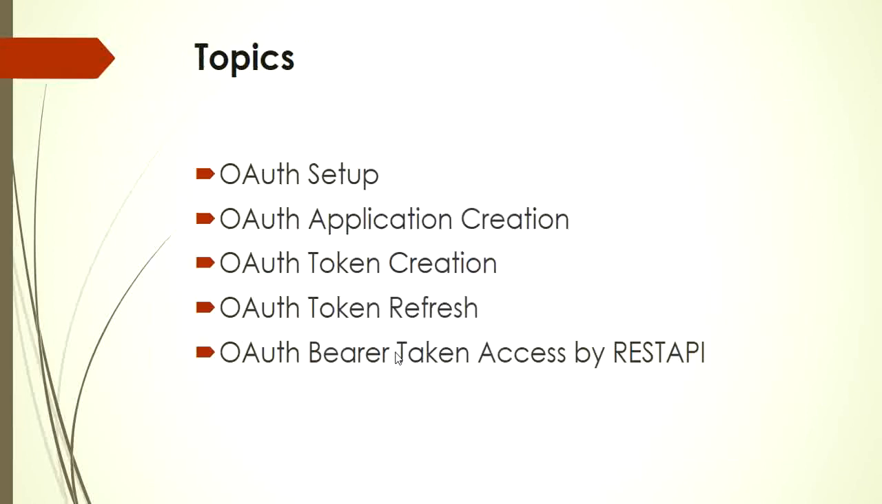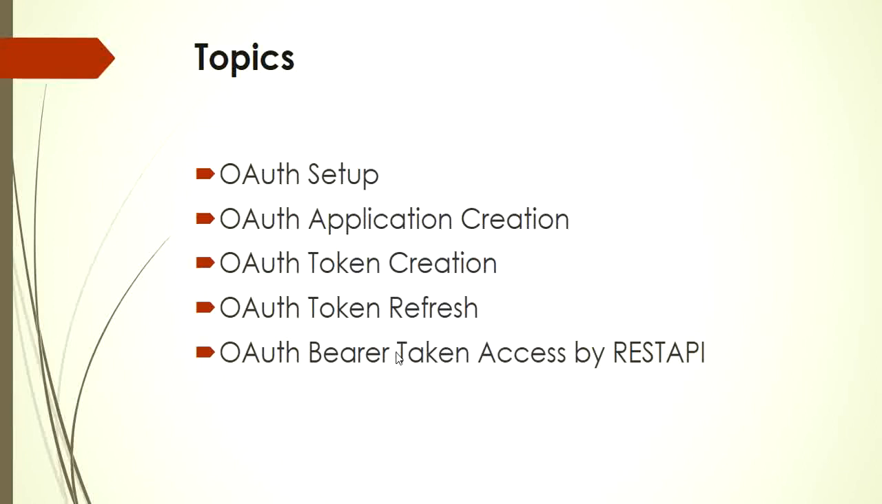Now here we first discuss how to set up OAuth in Django. Then OAuth application creation, meaning how to create an application that has a client key and secret key, based on which we create a token. Then how to create a token, and how to refresh that token. And there is a bearer token, so we also discuss how to use the bearer token in the API, and how to pass it when we access any API.